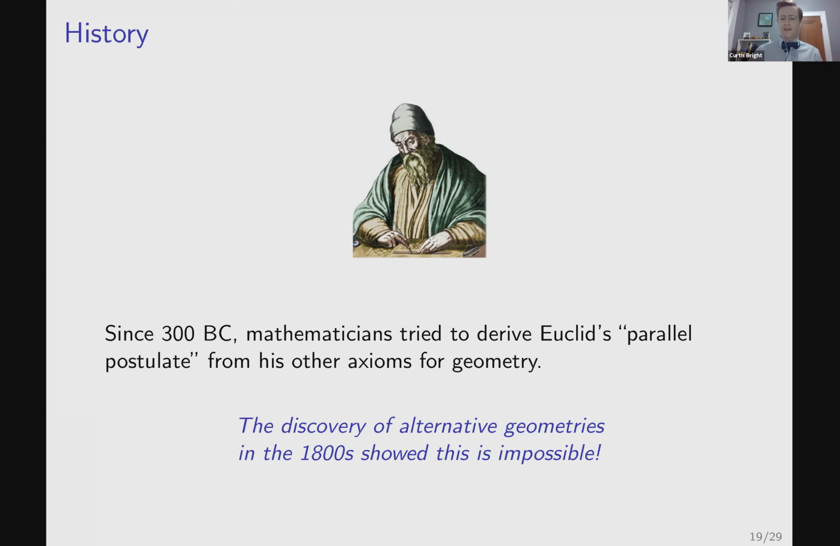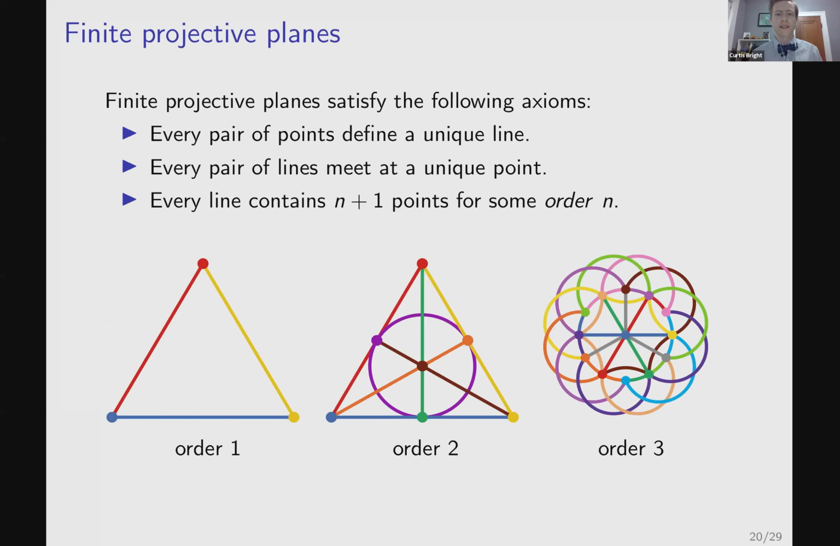So examples of this is like the extended Euclidean plane. Let me give you a couple more exotic examples. This is when you have only a finite number of points in your geometry. So on the slide here, I've represented these geometric structures known as finite projective planes. These satisfy Euclid's axioms, except for his parallel postulate, which will not be satisfied. So they satisfy three simple axioms.